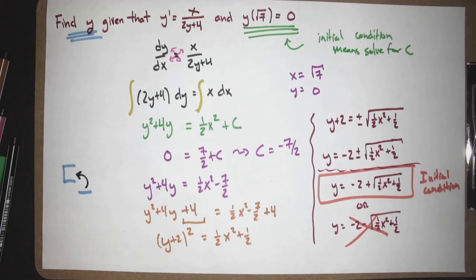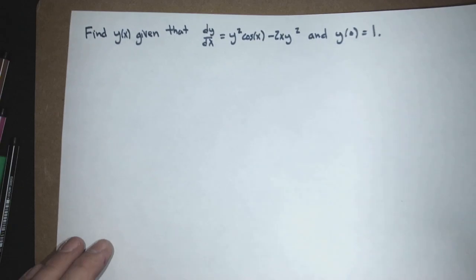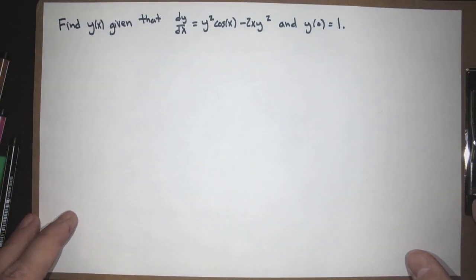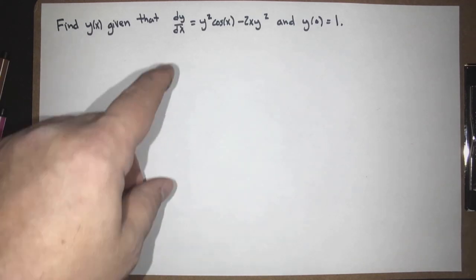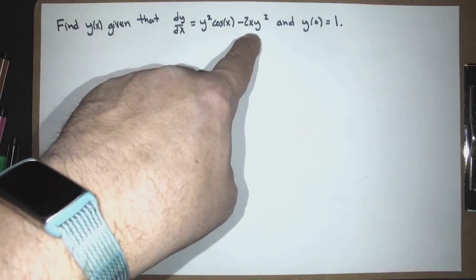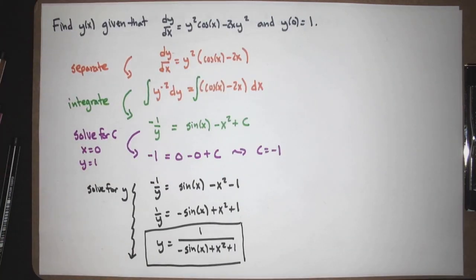All right. Any questions? Well, in that case, here's another one, taken from an exam from a few years ago. Find y of x, given that dy/dx is y squared cosine of x minus 2xy squared, and y of 0 equals 1. Okay, so the process, you separate, you can pull the y squared out.